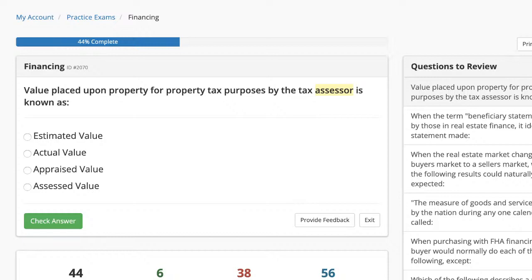Value placed upon property for property tax purposes by the tax assessor is known as A, estimated value, B, actual value, C, appraised value, or D, assessed value. What do you guys think? The answer is D, assessed value.